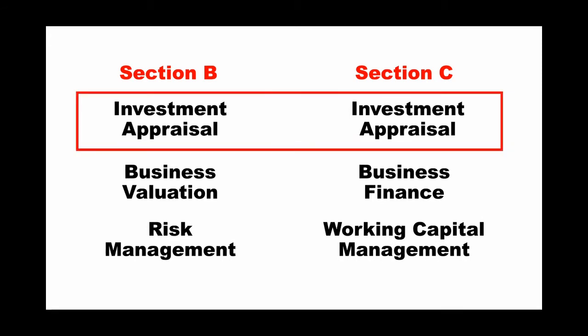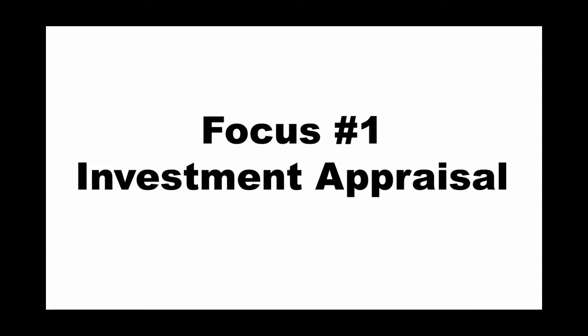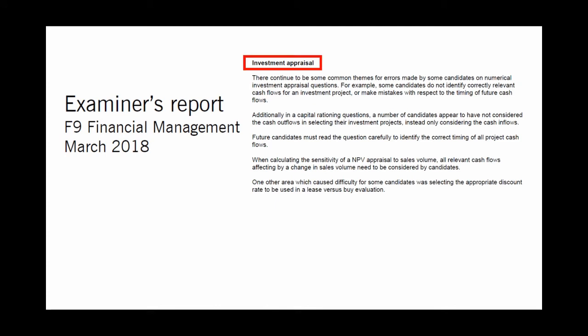Here you can see that investment appraisal appears in both Section B and Section C. So our first focus is investment appraisal. In the examiner's report, the comments on investment appraisal are found in Section B. Students do not correctly identify relevant cash flows, which is a critical problem. Capital rationing questions are a problem. Calculating the sensitivity of the NPV proposal is also a difficult part for some students, and lease versus buy evaluation is another area that causes difficulty.